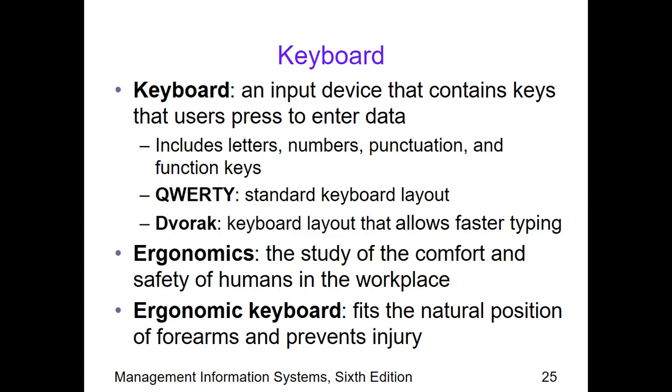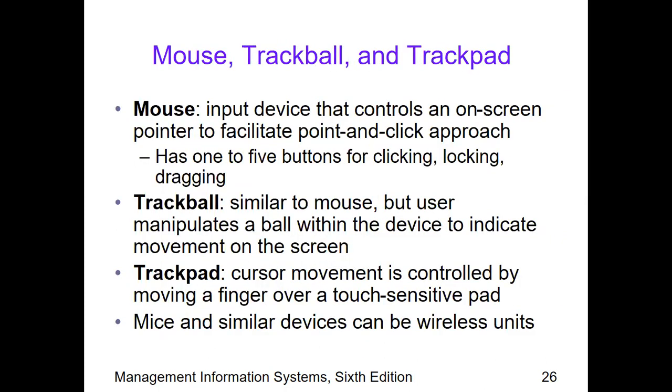An ergonomic keyboard fits the natural position of the forearms, and this would prevent injury. So as said, on the last objective, health is important. Then this one, mouse. Of course, we know this for clicking, whether that's left click or right click.